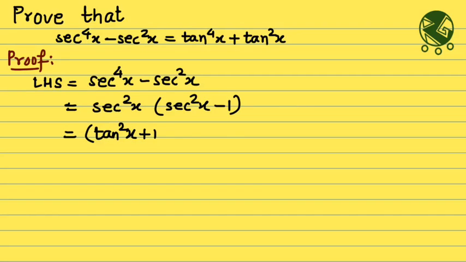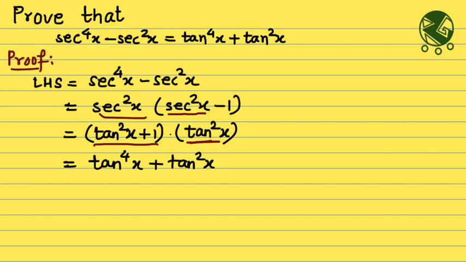Okay, so what is the formula for sec square x? Sec square x is equal to 1 plus tan square x. So we are writing sec square x is equal to tan square x plus 1. If I write it here, so tan square x plus 1 minus 1, only tan square x will remain. Now let's multiply. So it is tan to the power 4x plus tan square x. And yes, that is RHS. So this problem is also done very quickly. Okay, let's move to the next problem.